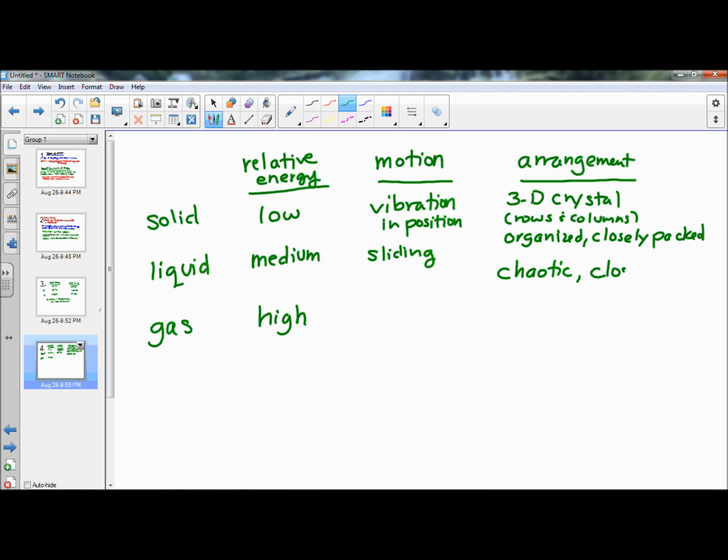However, they are still closely packed. It's very easy for us to actually see liquids and solids. Why? Because the particles that make up the liquid and solid matter are packed so closely together.